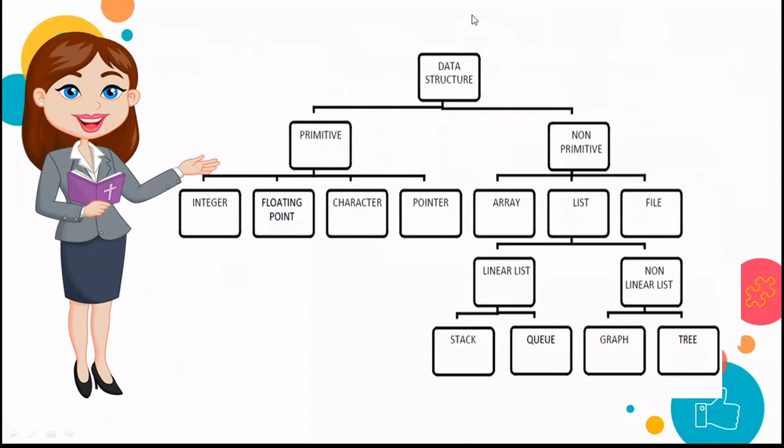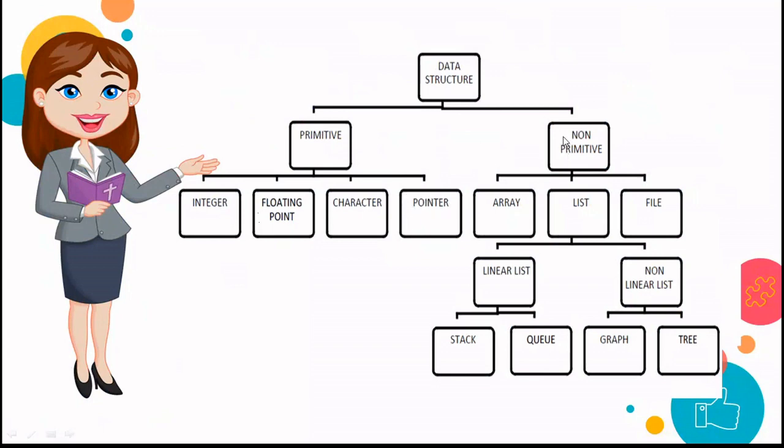Now this is the flow chart for the different data structures that we will be studying throughout our course. Data structure is basically categorized into primitive and non-primitive. In primitive, as we studied in the previous slide, we have integer, which is used to store values without decimal, floating point, which is used to store decimal values, then we have character, and we have pointer, right?